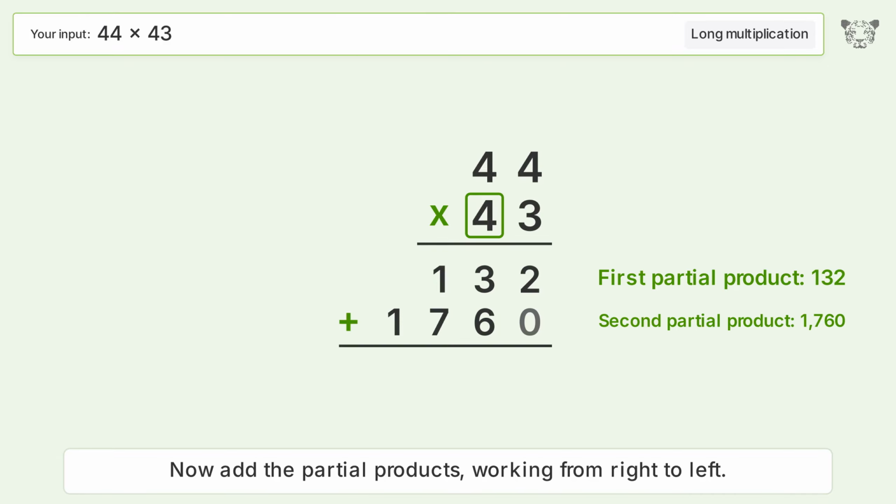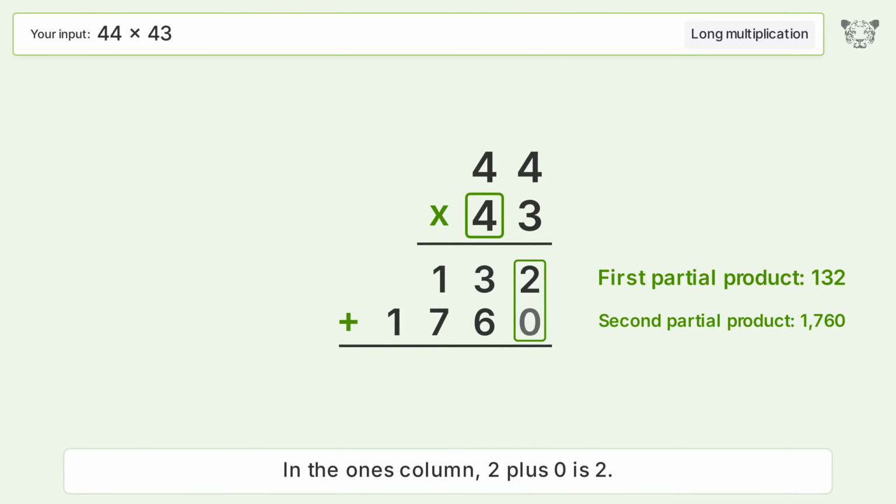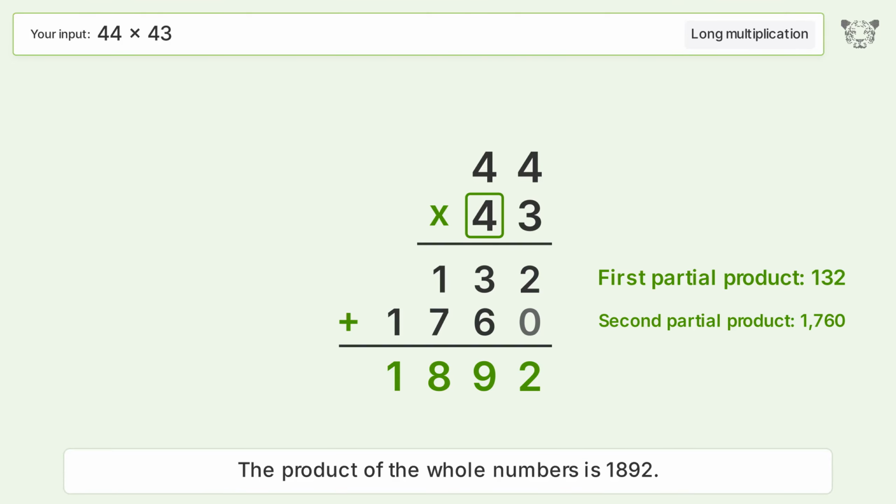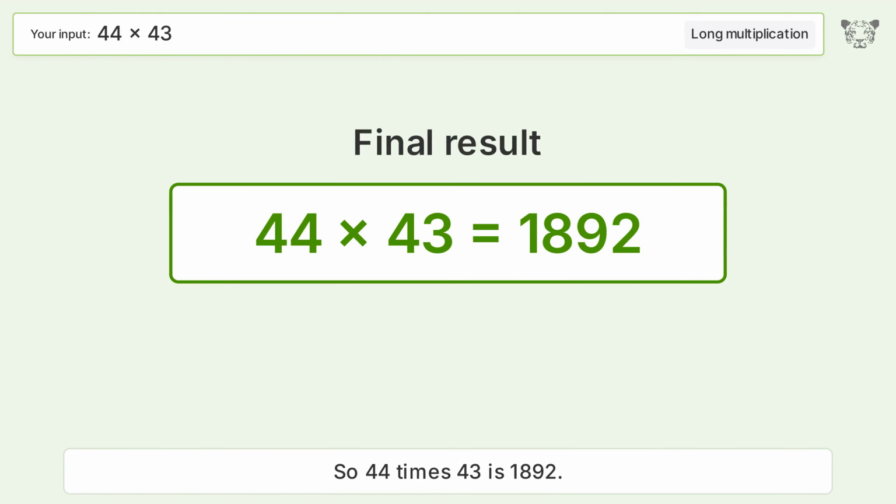Now add the partial products, working from right to left. In the ones column, 2 plus 0 is 2. In the tens column, 3 plus 6 is 9. In the hundreds column, 1 plus 7 is 8. In the thousands column, bring down 1. The product of the whole numbers is 1892. So 44 times 43 is 1892.